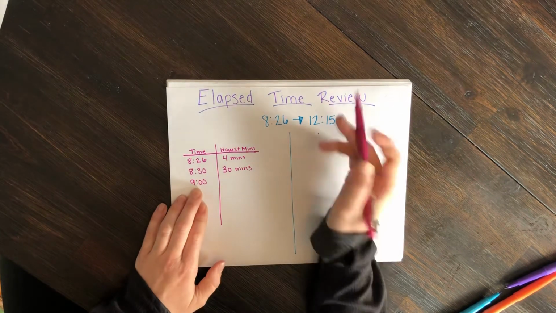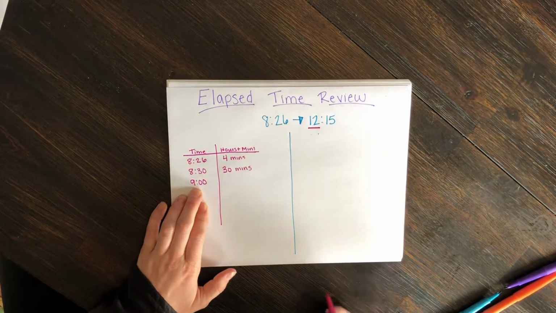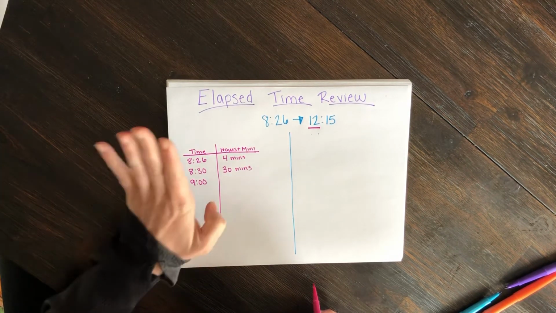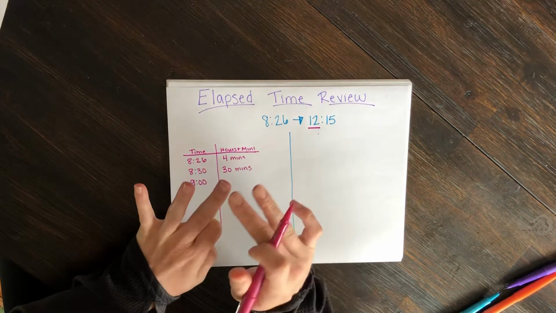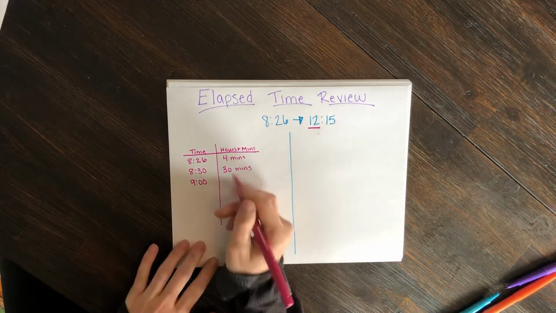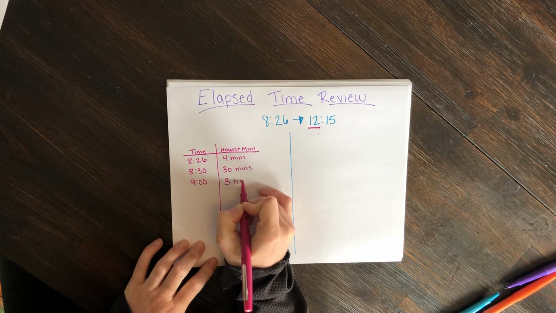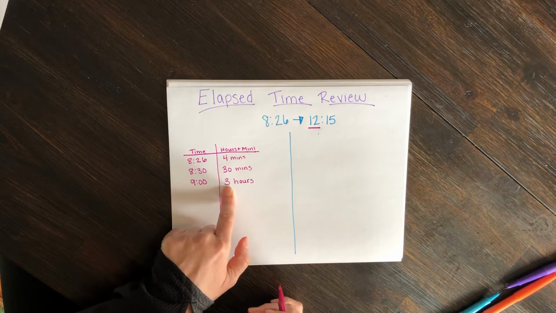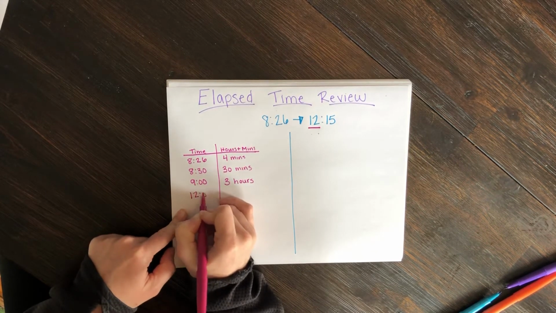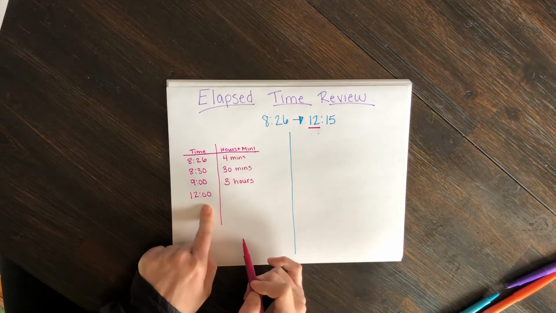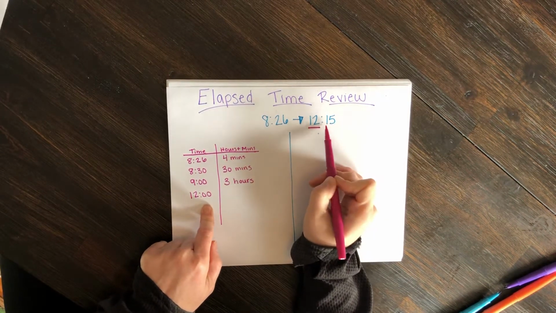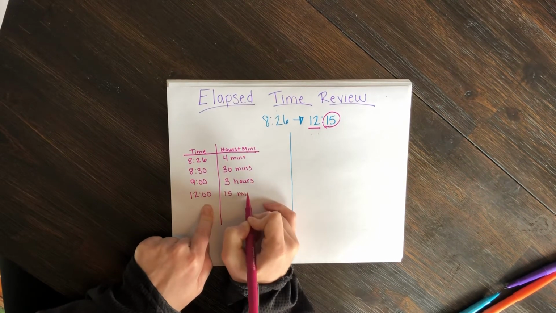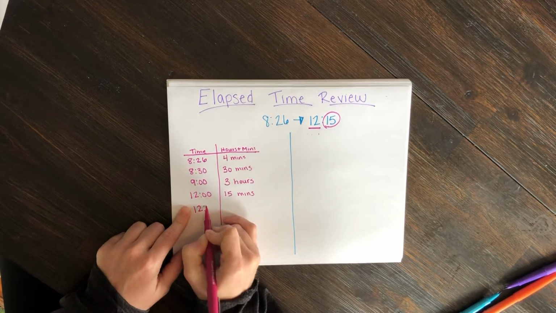So the next thing I need to do is look at where I need to be. I need to be at 12. So 12 o'clock is my goal. So let's think 9 to 12, 9 to 10, 10 to 11, 11 to 12. So that's 3 hours. So I'm going to put 3 hours right here. 9 plus 3 hours is going to put me at 12 o'clock. My goal is not 12 o'clock though. My goal is 12:15. So now I have 15 minutes. So all I need to do is add 15 more minutes to be at 12:15.